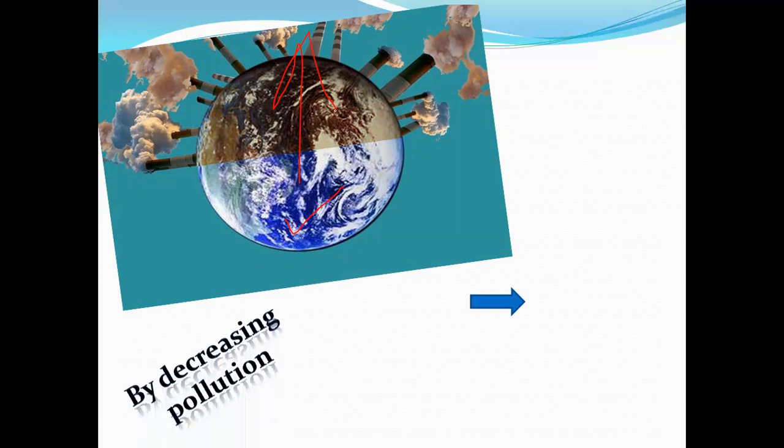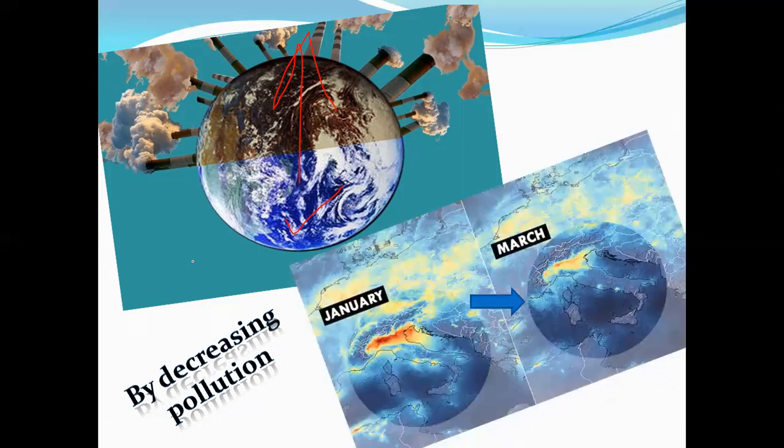So if we decrease pollution, like in this condition of COVID-19, there is complete lockdown in the whole world. Industries have been shut down. So due to that, our earth is going to change to its original condition. The ozone layer, which is depleting, which is being destroyed, is going to form again.